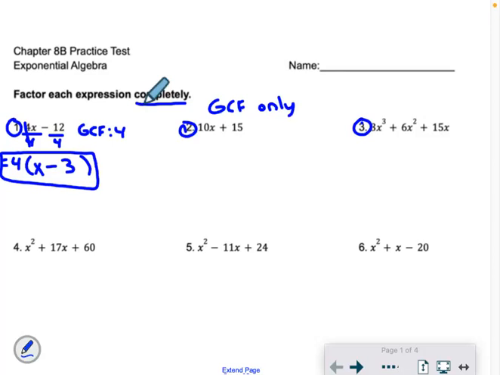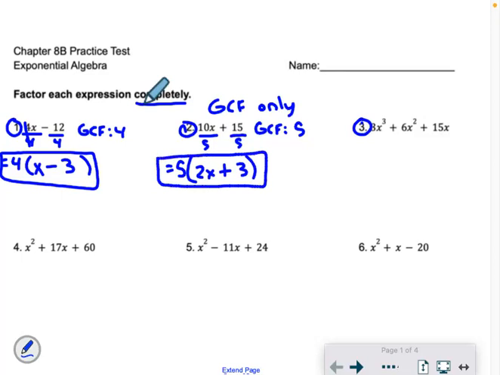The second one, 10x plus 15, has a GCF of 5. You can divide both of those by 5. So 5 is the first part of my answer, and then I can divide both of these by 5. 10x divided by 5 is 2x. I see a plus sign. 15 divided by 5 is positive 3. So that would be it for number 2.